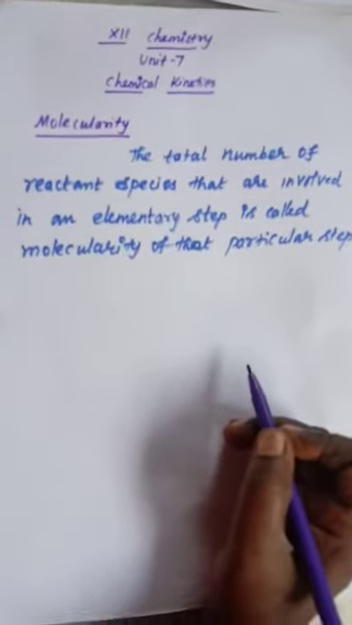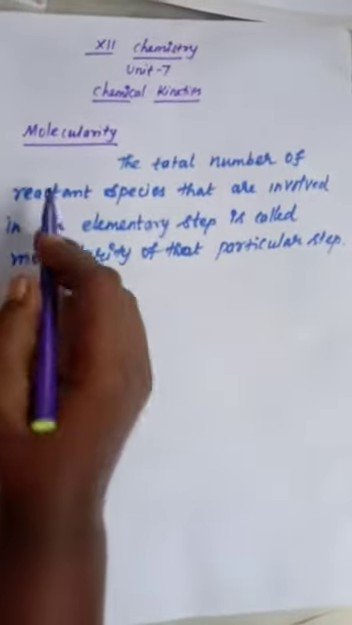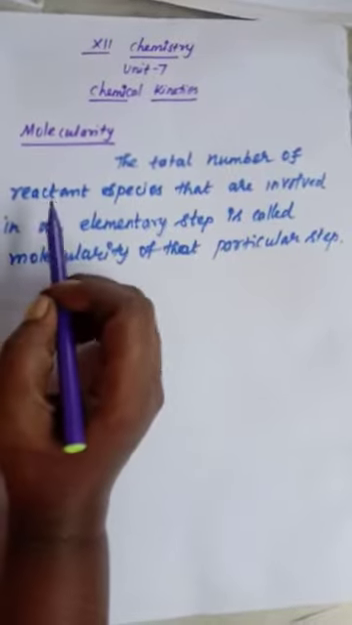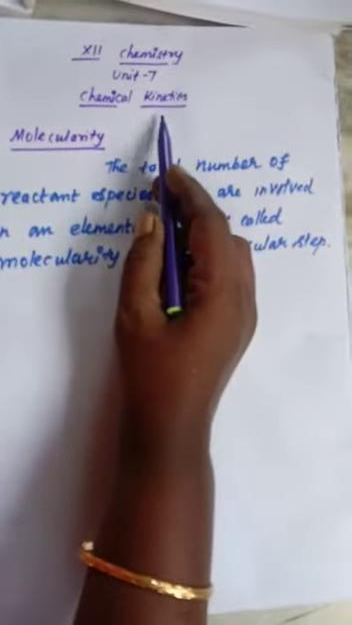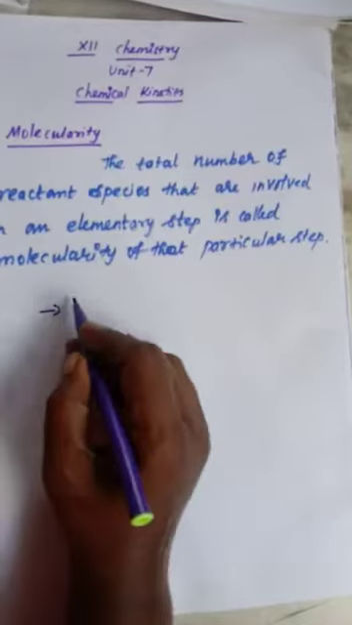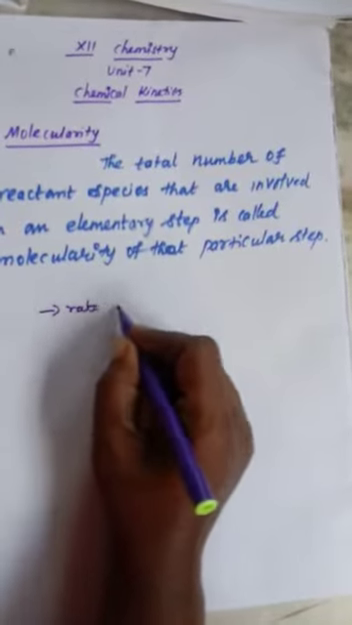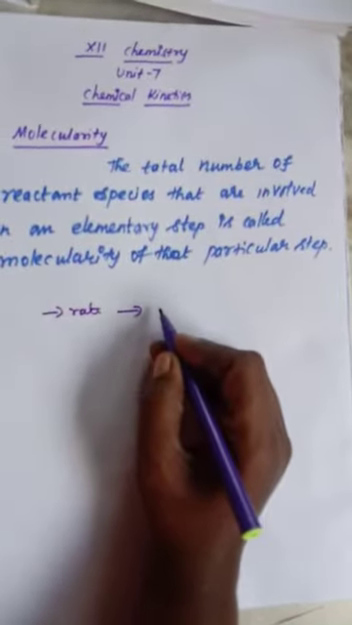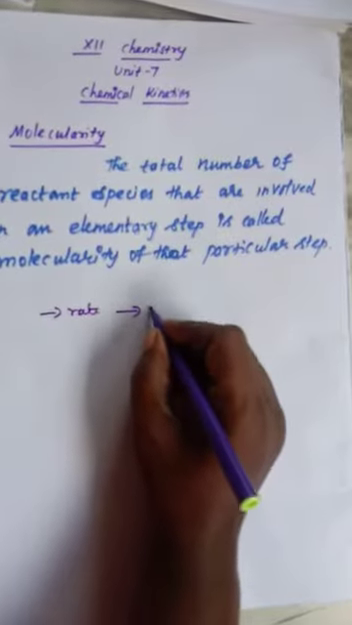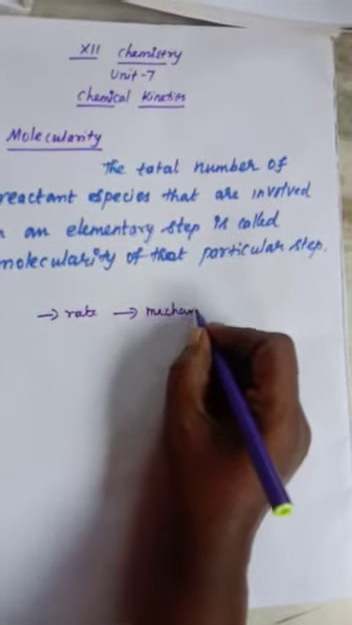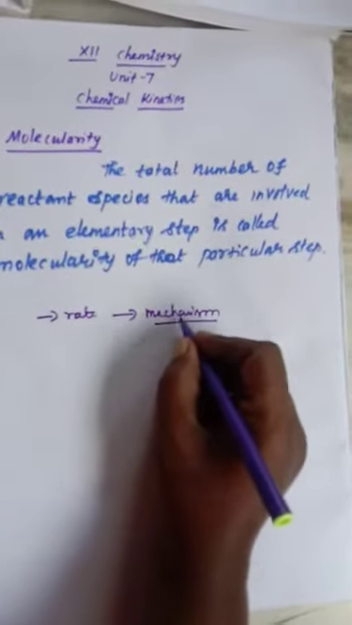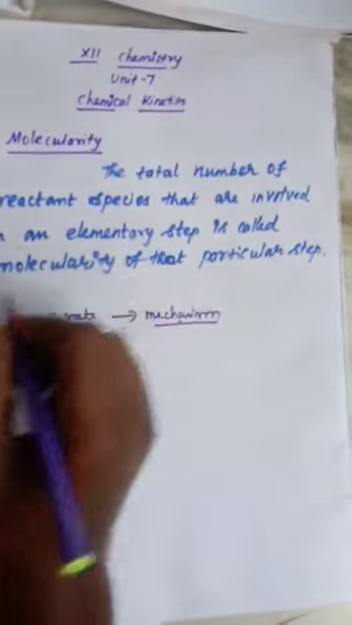Hello students, let us learn about the molecularity of the reaction. Chemical kinetics is not only involved in studying the rate of the reaction, but it is also useful to find out the mechanism of the reaction. So the mechanism can be found out by molecularity.